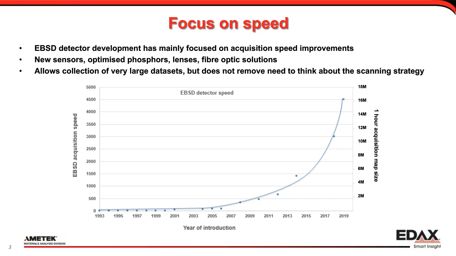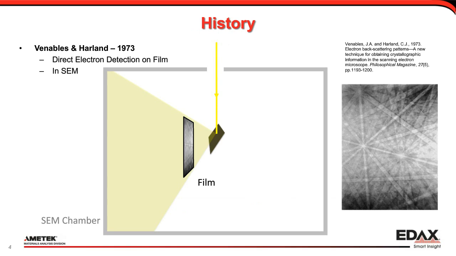Now, let's go back into the history a little bit. Early days of EBSD in a scanning electron microscope. This is an example from the 1970s, where people were using film mounted inside the vacuum chamber. You illuminate the sample, illuminate the film, and then replace the film, take a new one, and that way you can get fantastic patterns with effectively direct electron detection.